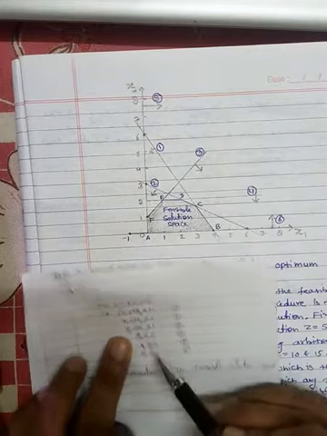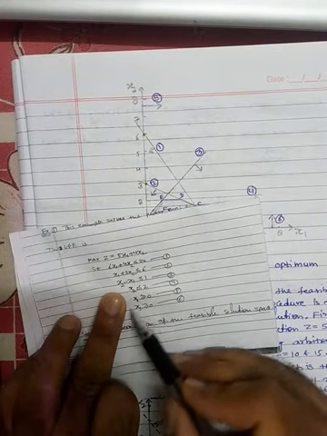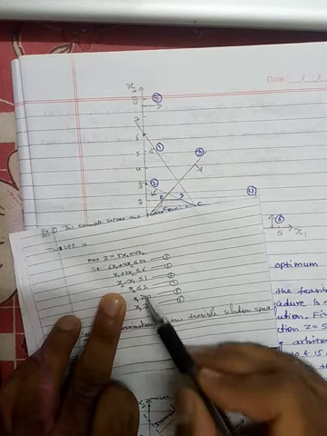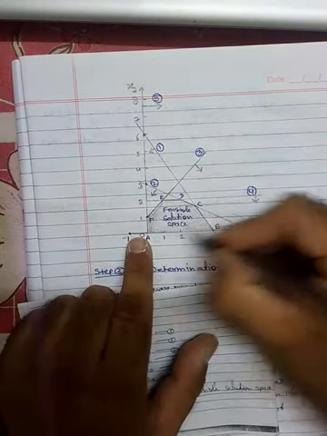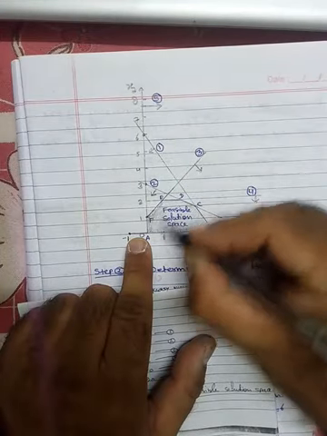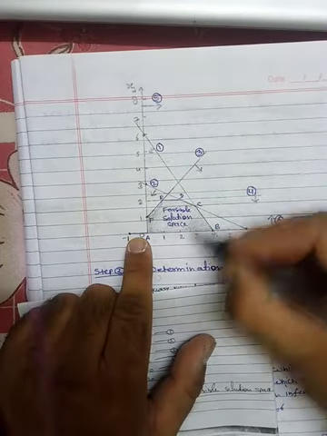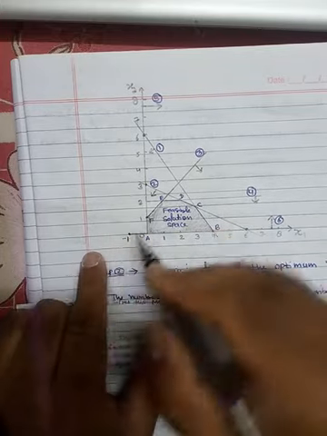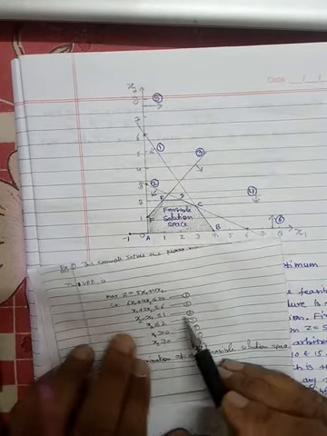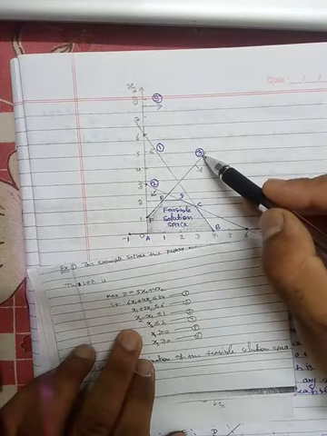And since we have the restriction that x2 should be greater than or equal to 0 and x1 greater than or equal to 0, we have to take only the positive part of these axes. That's why we will consider only this part, and we will not consider the negative part. So this is denoted by the third constraint.